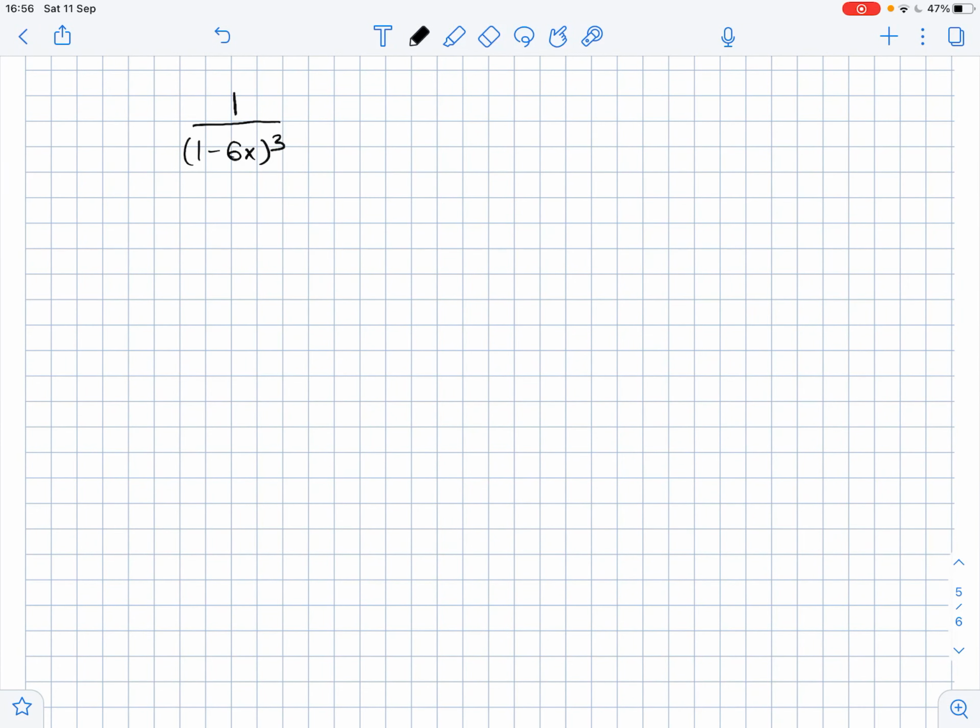So we need to find the Maclaurin series of the given function centered at a equals 0. So we will twice differentiate 1 over 1 minus 6x. When we differentiate it for the first time, the derivative of this equals negative 6 over (1 minus 6x) squared.